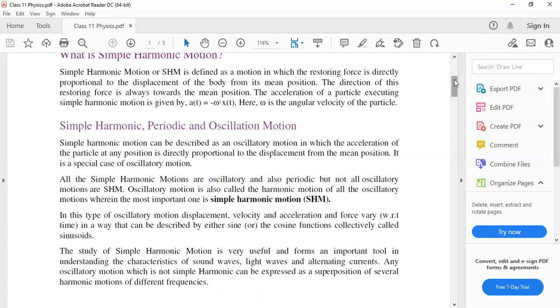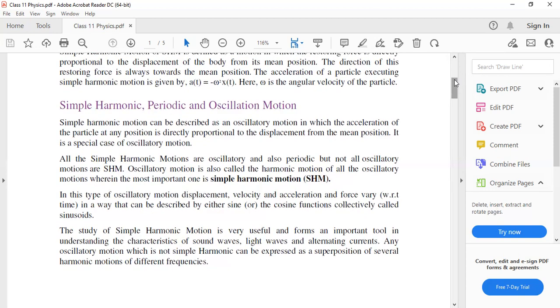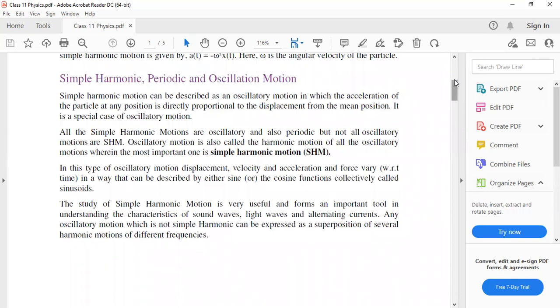Oscillatory motion is also called harmonic motion, and of all the oscillatory motions, the most important one is simple harmonic motion. In this type of oscillatory motion, displacement, velocity, acceleration and force all vary with respect to time in a way that can be described by either a sine function or a cosine function, collectively called sinusoids. The study of simple harmonic motion is very useful and forms an important tool in understanding the characteristics of sound waves, light waves and alternating currents. Any oscillatory motion which is not simple harmonic can be expressed as the superposition of several harmonic motions of different frequencies.